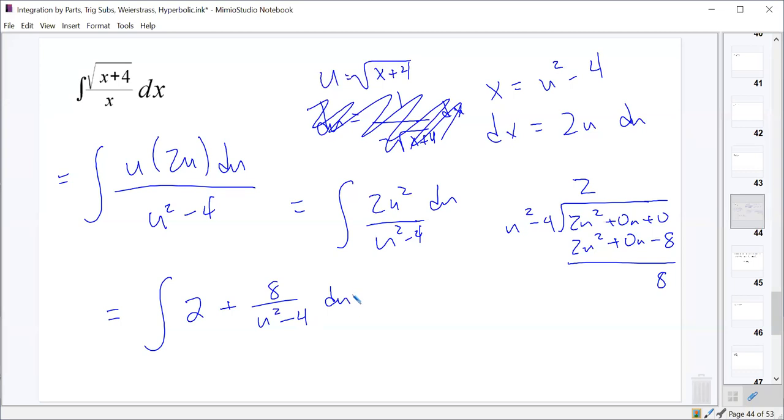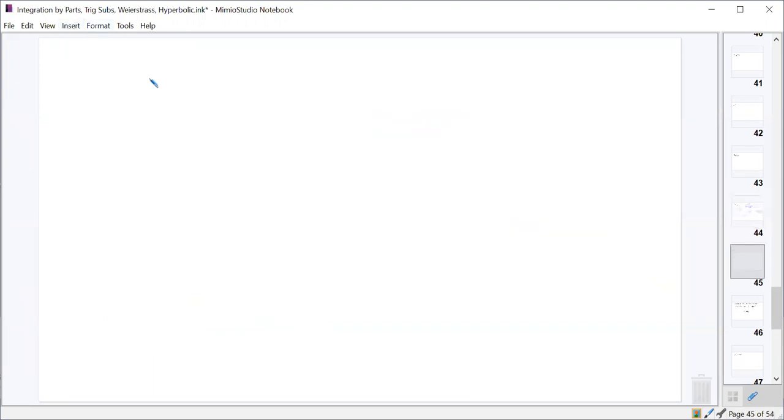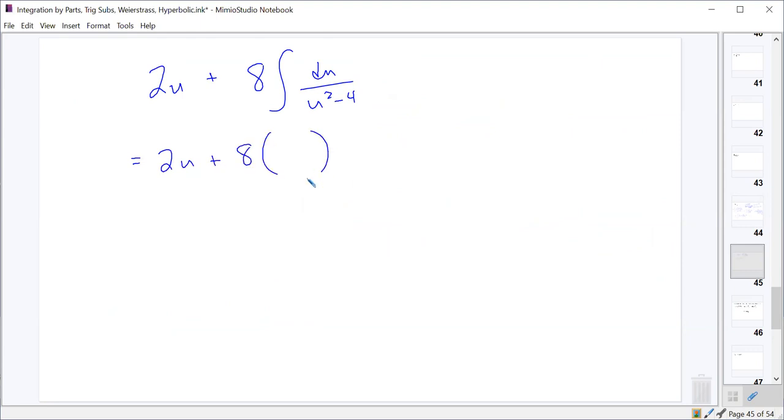How do we feel about that? Pretty good. Giving us 2u plus 8 times the integral of du over u squared minus 4. And how do we integrate u squared minus a squared? That was one that we were supposed to memorize, or no? It's 1 over 2a natural log of absolute value of x minus a over x plus a. 2a, so 2 times 2. Natural log absolute value of our x, or in this case u, minus a over u plus a.